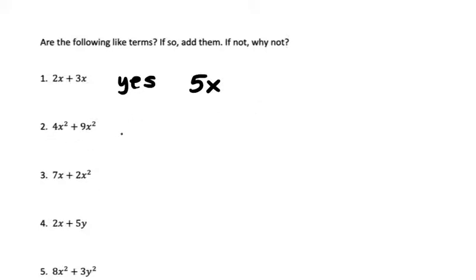Number 2, 4x squared plus 9x squared. They both have x squared, so they're like terms. We add the numbers in front. 4 plus 9 is 13, and we have a total of 13x squareds.